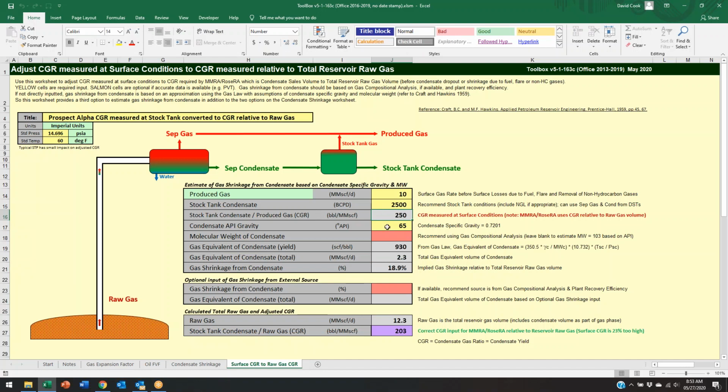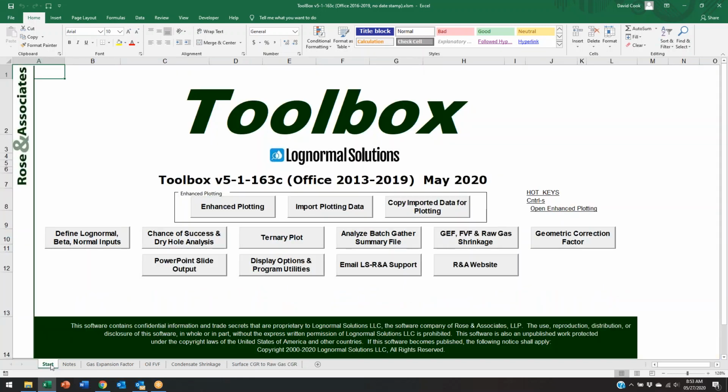If you use this 250, then you're going to overstate the amount of condensate that would be derived from the raw gas stream. So it's an important tool to help you to be able to represent the raw gas stream versus the separator stream, the sales gas stream, appropriately.